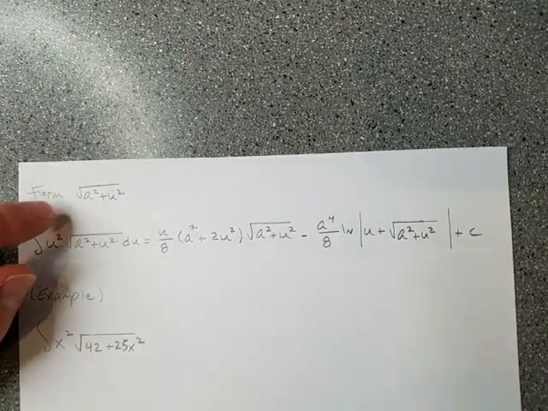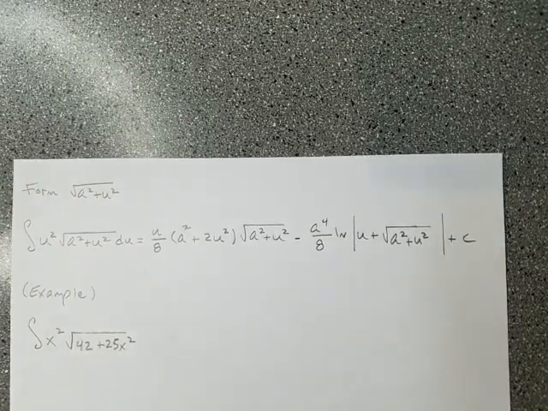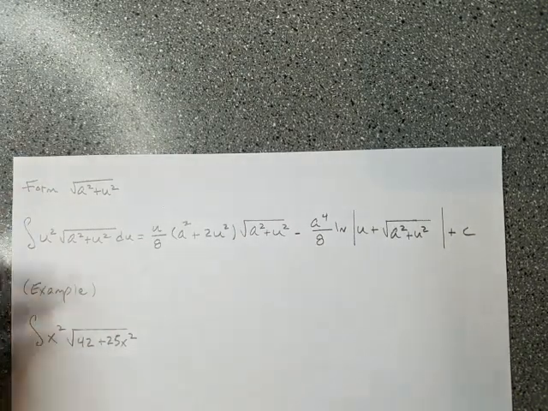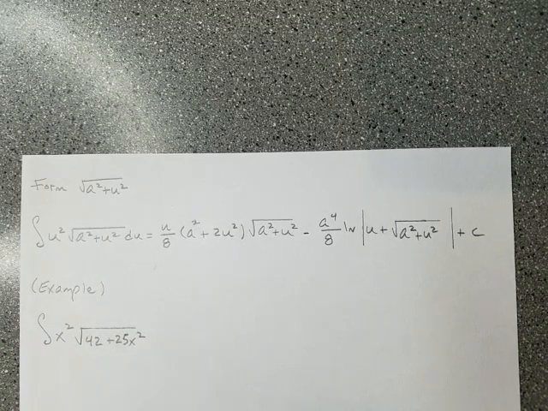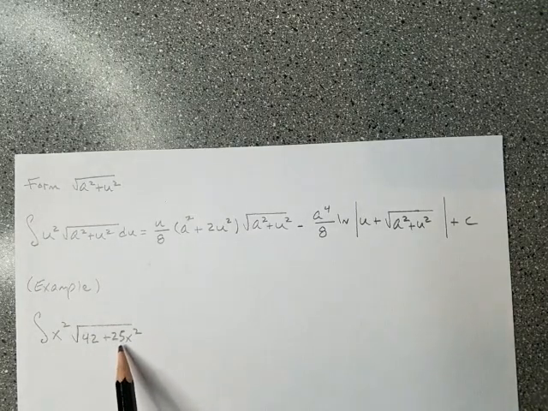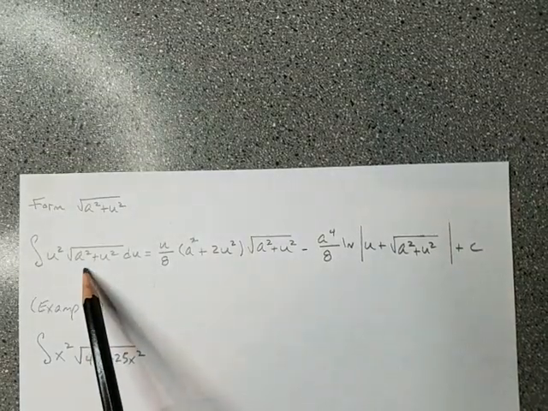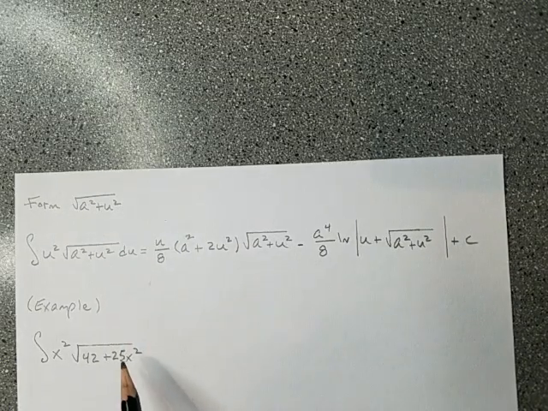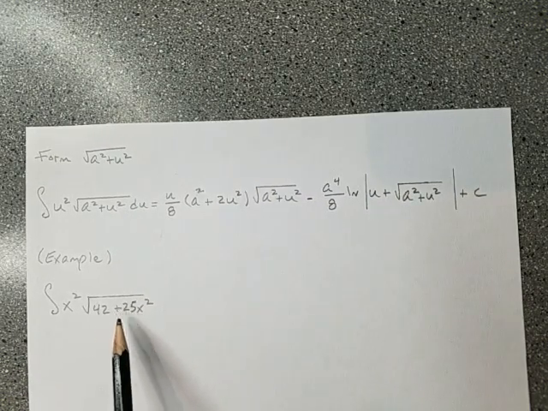I also see on my table the form a squared plus u squared. For this problem, when I was looking at my table earlier, I don't see anything that's exactly like this. It says 42 plus 25x squared. So this is a squared, where a is a constant, plus u squared, and u is the variable. It doesn't say that we can have a coefficient there on the variable. So my concern is over this 25 right here.